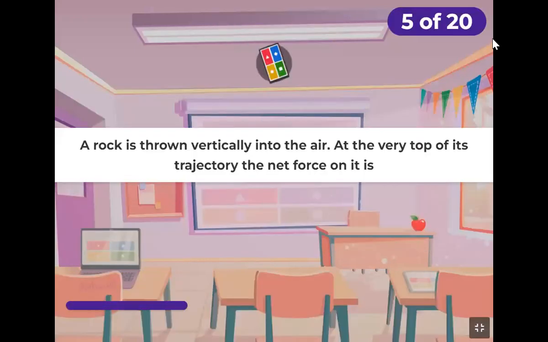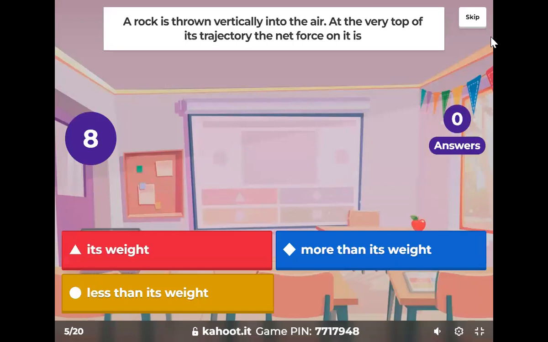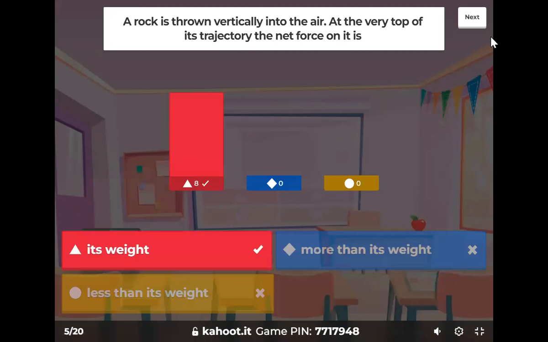A rock is thrown vertically into the air. At the very top of its trajectory, what is the net force on it? Yeah, it would just be its weight, right? Now, if it's in a vacuum or air drag is negligible, then the entire time it's in the air, the answer is always its weight.